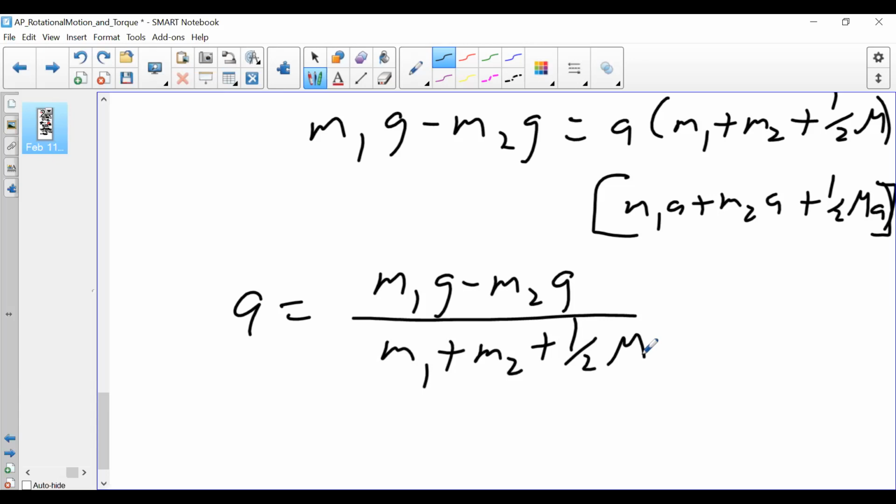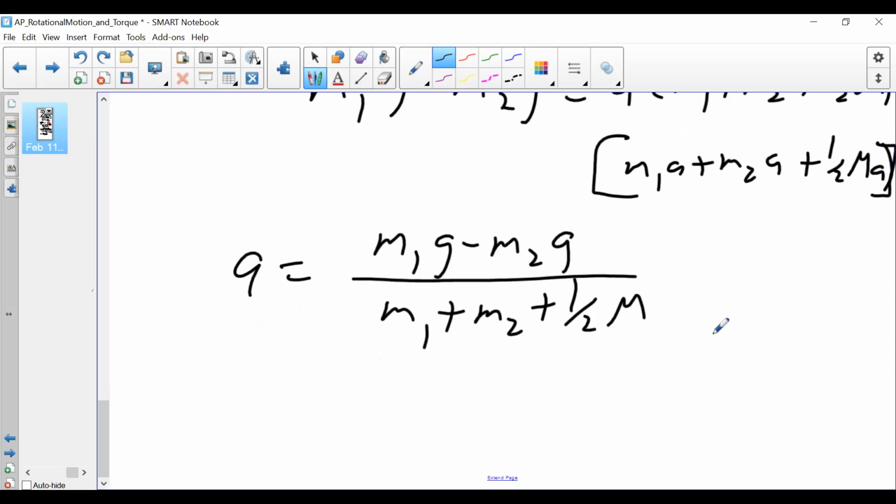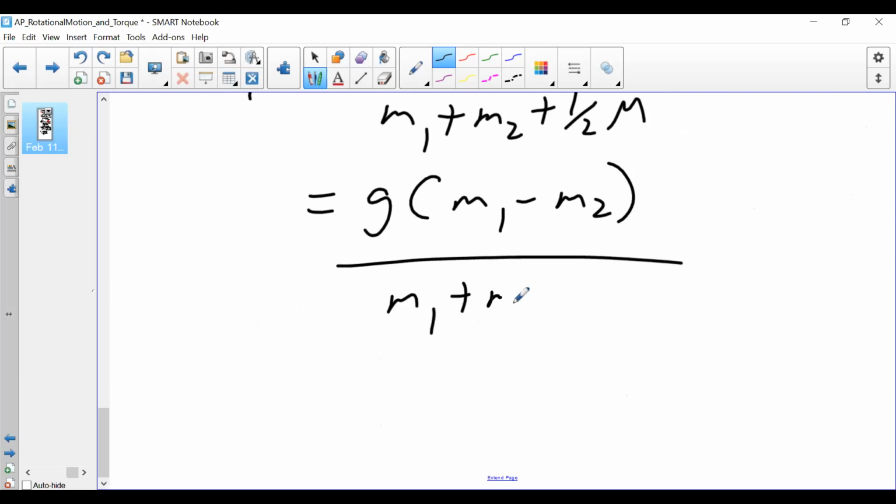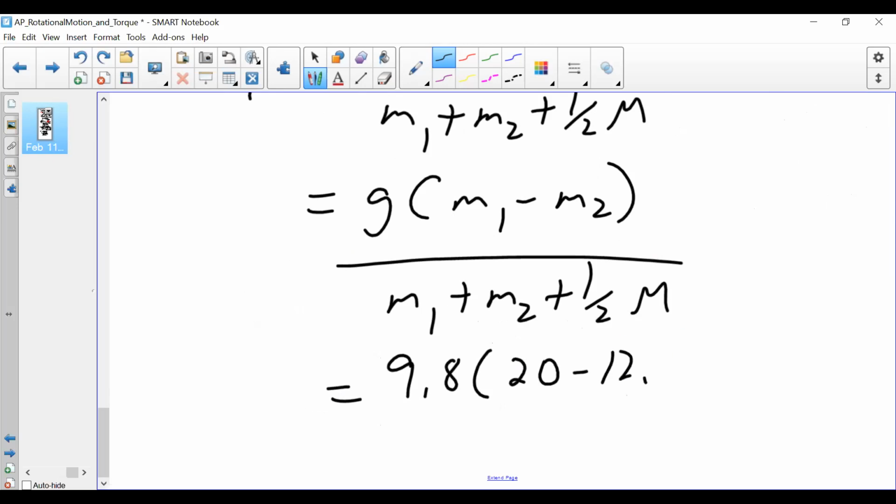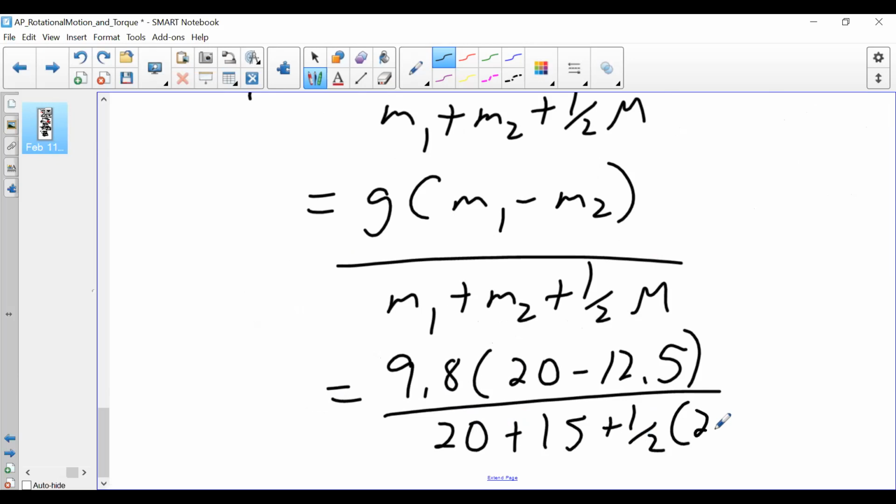I mean, the ultimate goal is to find the time. We use kinematics for that. The first step is get the acceleration. Okay, just factored out 9.8. Big M1 is 20, M2 15. Mass of the pulley 2.5 or 5. It comes to 2.5.